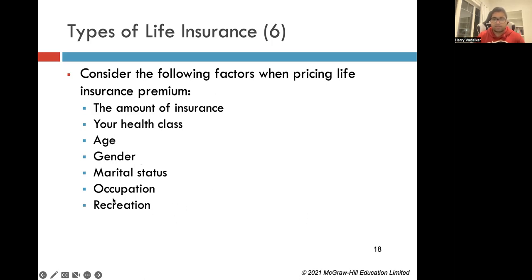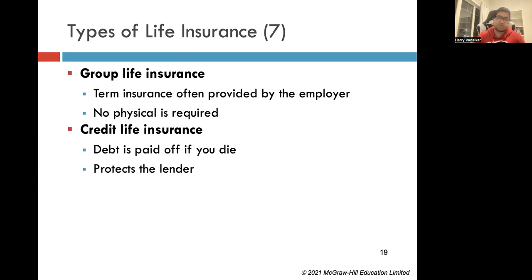Then occupation, right, that also determines your insurance premium. If you are in a risky occupation which has a high mortality rate, the insurance cost will be higher. What you do for recreational activities: if you have some dangerous sports like, let's say, skydiving or something that you occasionally do, then the insurance premiums will be higher for those individuals.